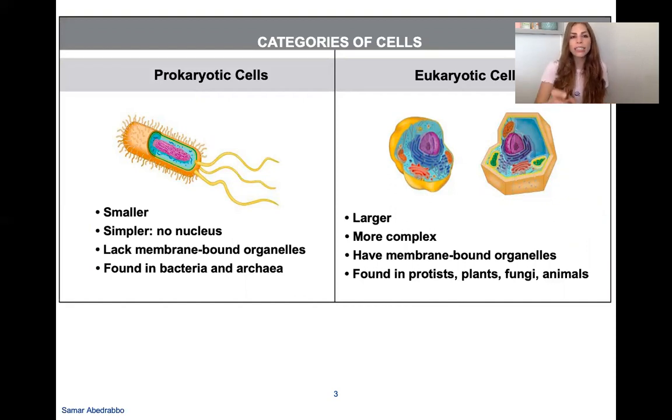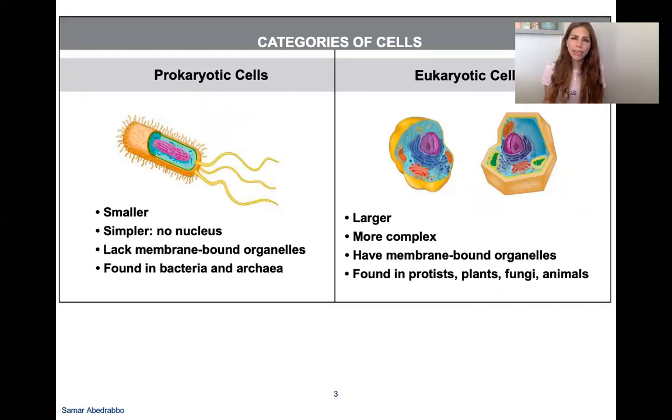So prokaryotic cells generally are smaller, simpler. They don't have a nucleus. They don't have membrane-bound organelles. And prokaryotic cells are what make up bacteria and archaea. Eukaryotic cells are larger. They're more complex. We see organelles in them. We're going to talk about these different organelles.